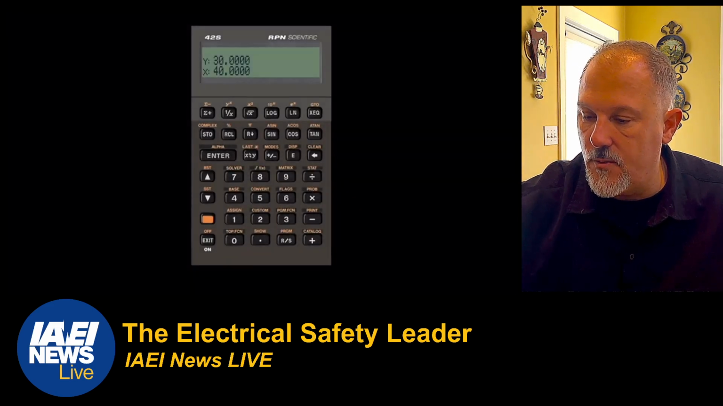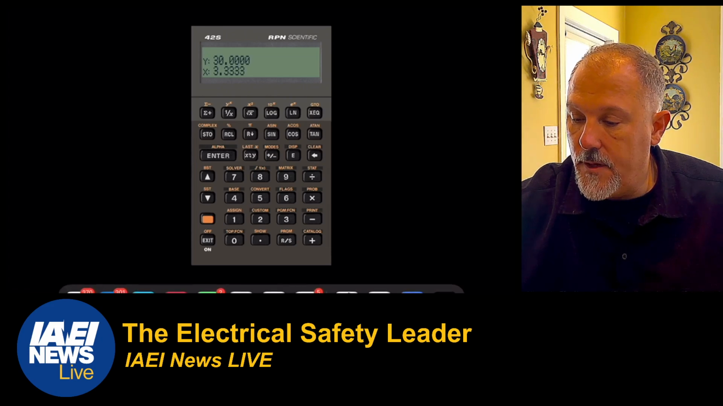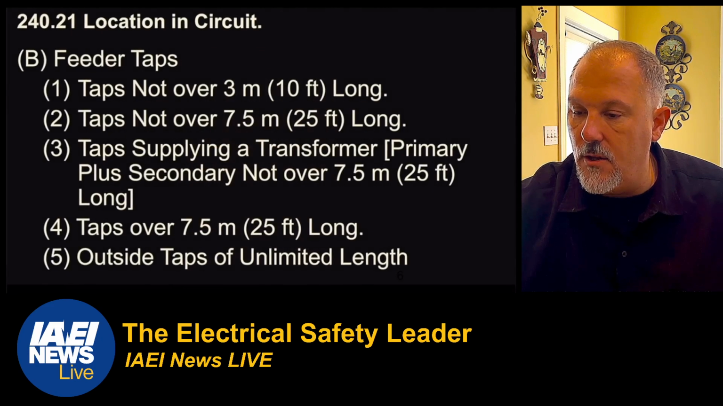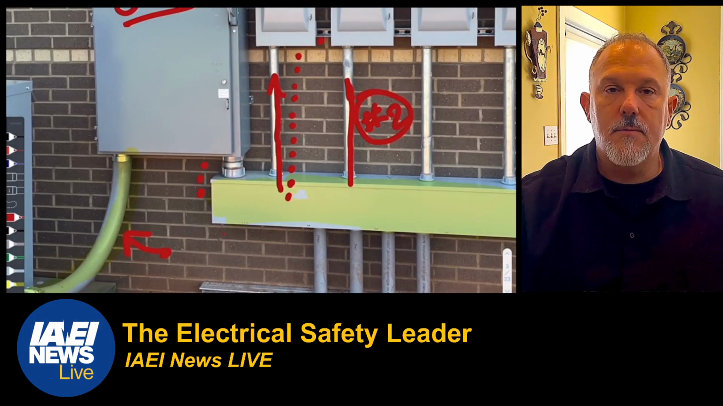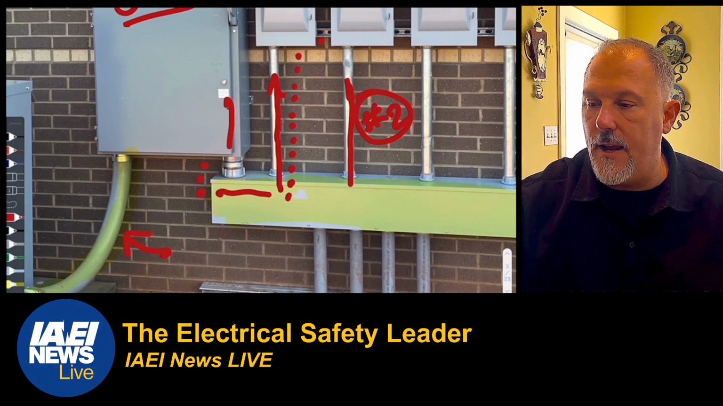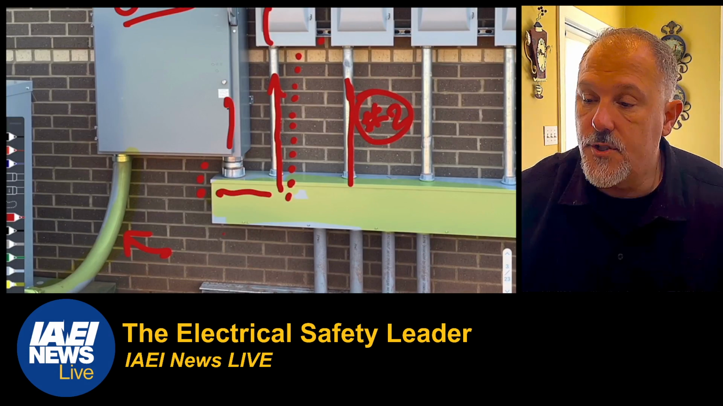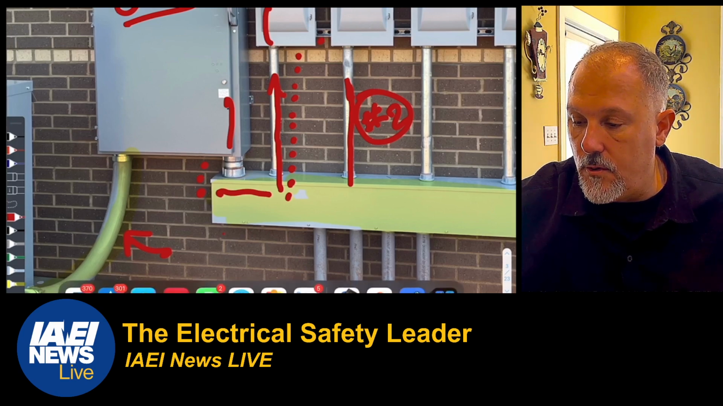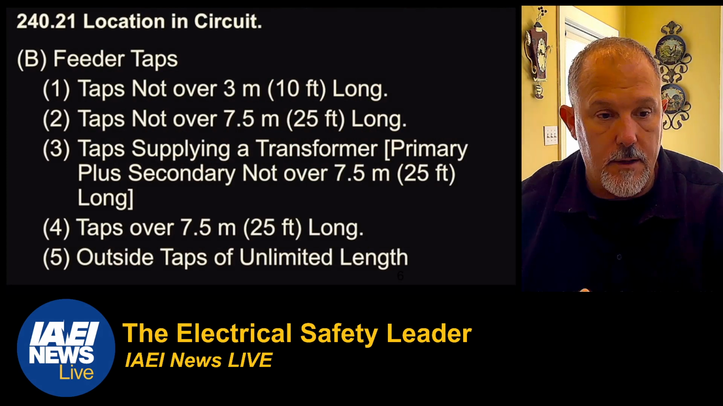40 inches divided by 12. That's 3.5 foot. So if I look at my example, that's 3.5 foot plus some slop this way, plus a little bit of length in there, plus a little length in there. I'm not going to exceed 10 foot. So I'm going to look at the requirements for taps not over 10 foot long.